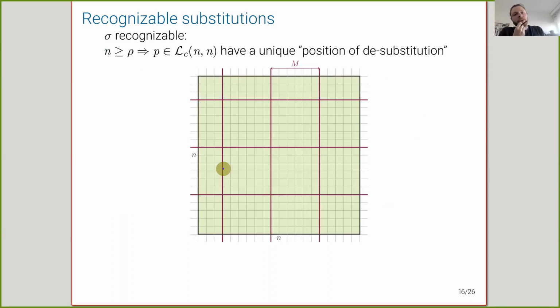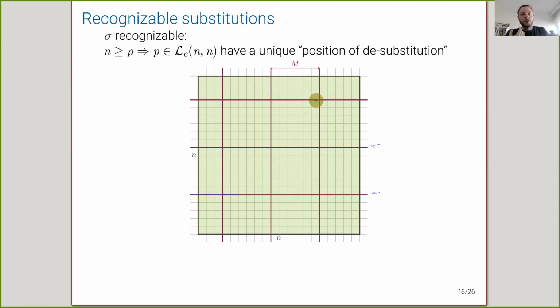Recognizable is the property of being able to desubstitute in a unique way. So what does it mean? It means that as soon as you have a big pattern like this, n times m, which is bigger than some constant here, so as soon as your pattern is big enough, then you can find a unique grid, like the red grid here, which allows you to desubstitute this pattern. And the position of the grid is unique, and you know this position just by looking at the big enough pattern.